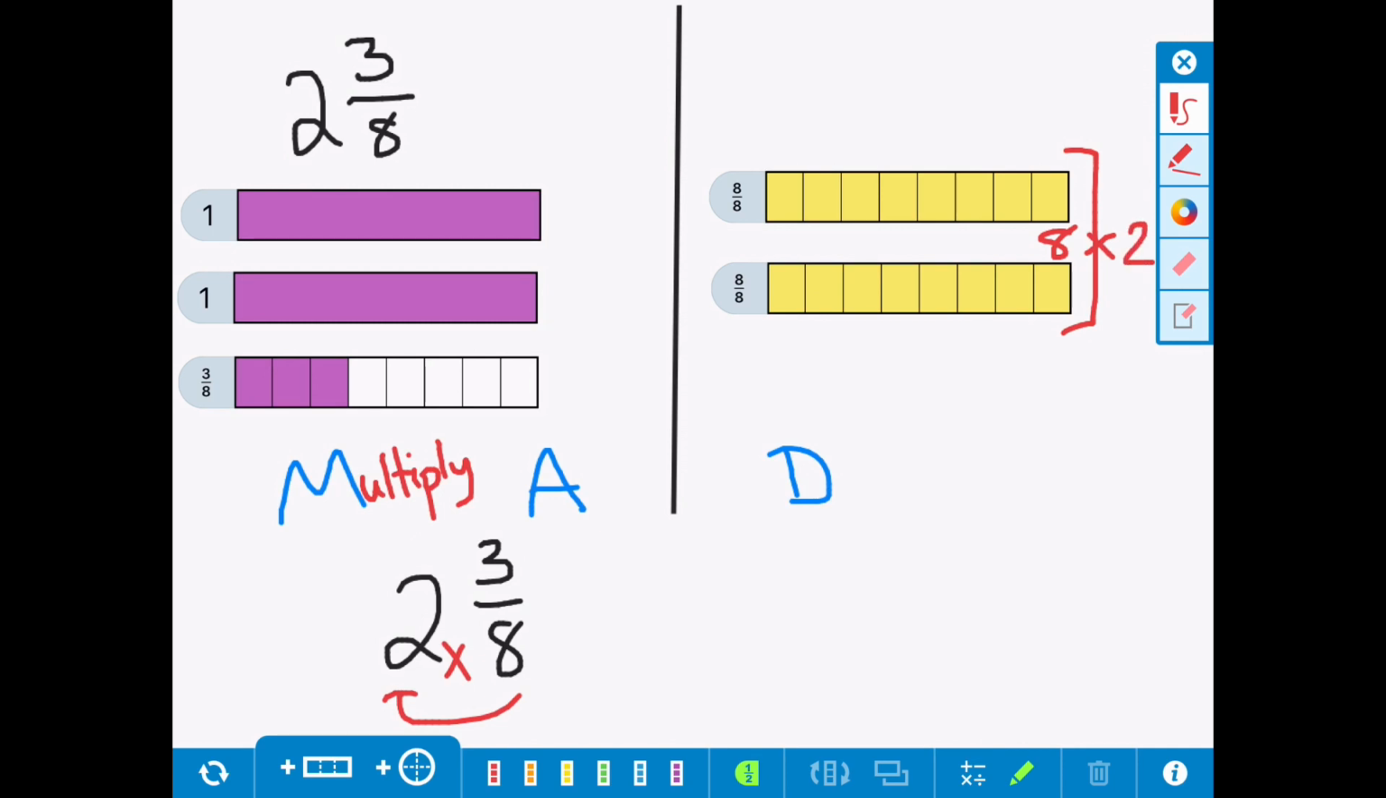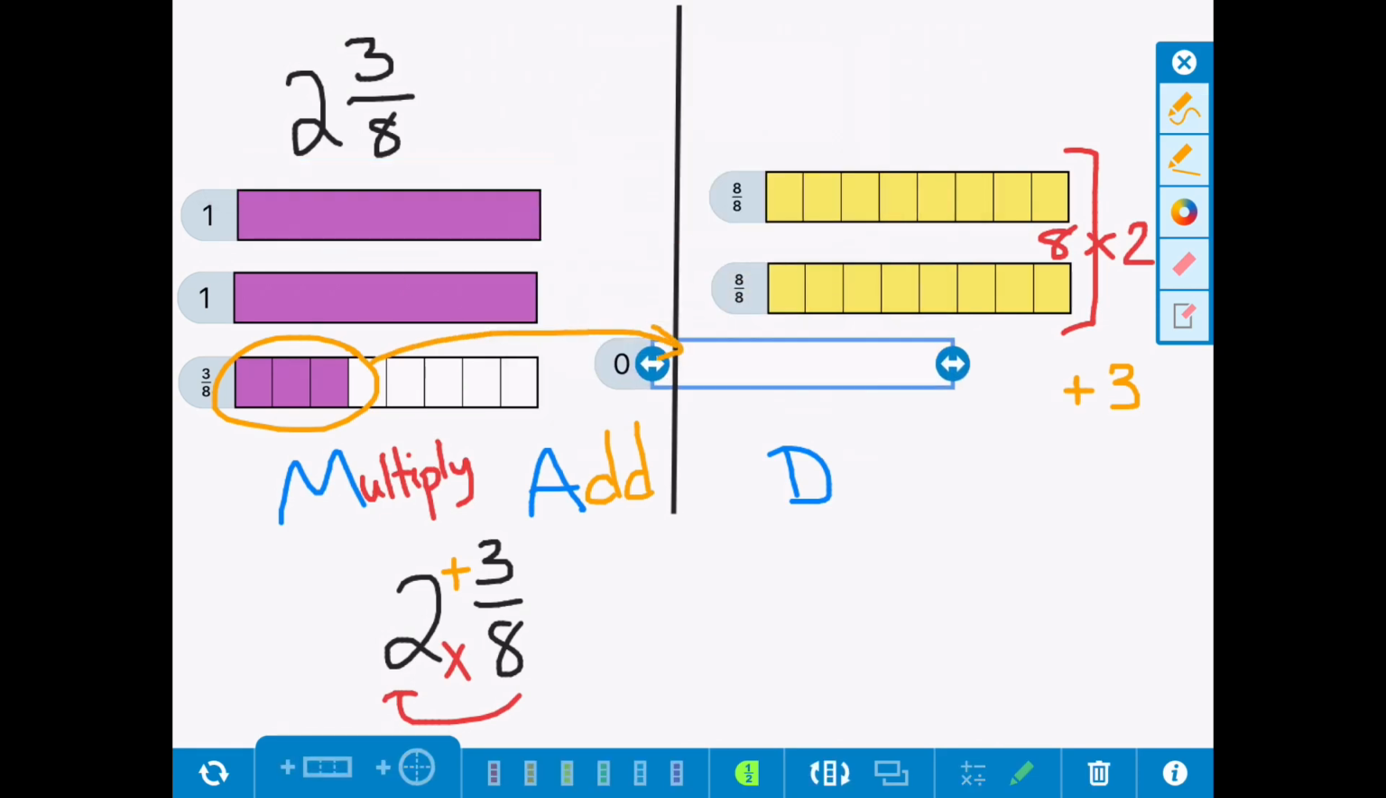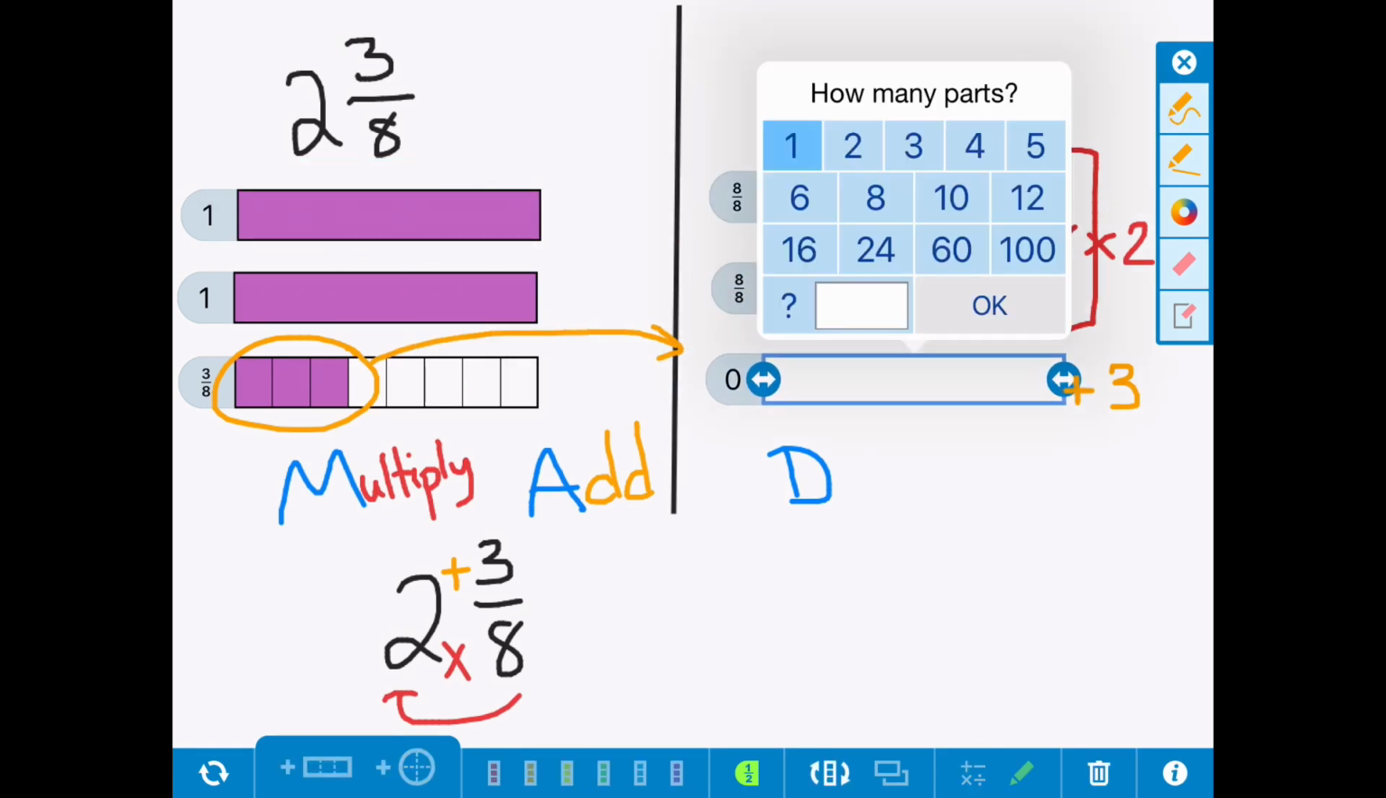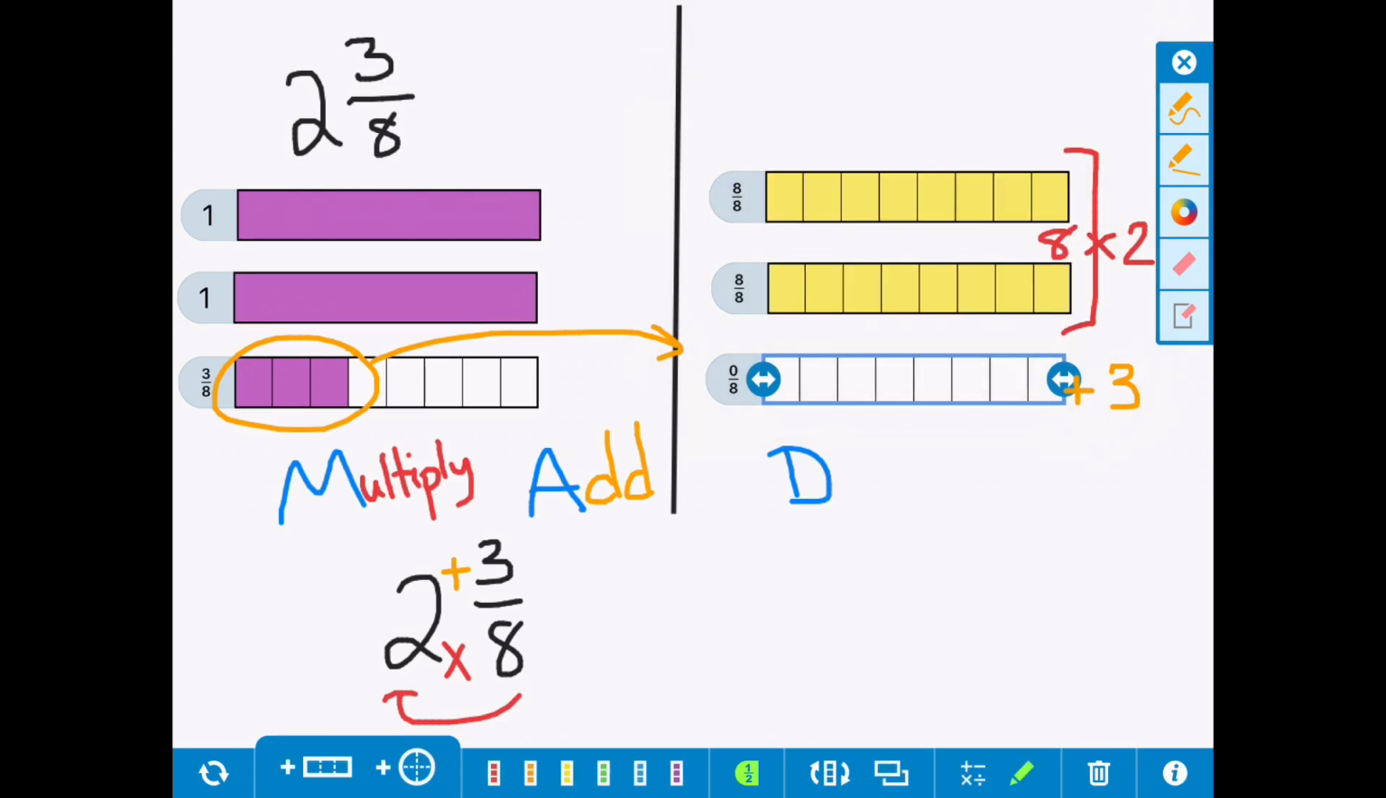All right. Step 2 with the MAD method is to now add. I'm going to put a plus in between the 2 and the 3. The plus means I'm going to add 3 more colored in parts, and you can see them over here on the left. I'm going to make them show up again on the right. So I'm going to cut them into 8 and color in 3. There's my plus 3.